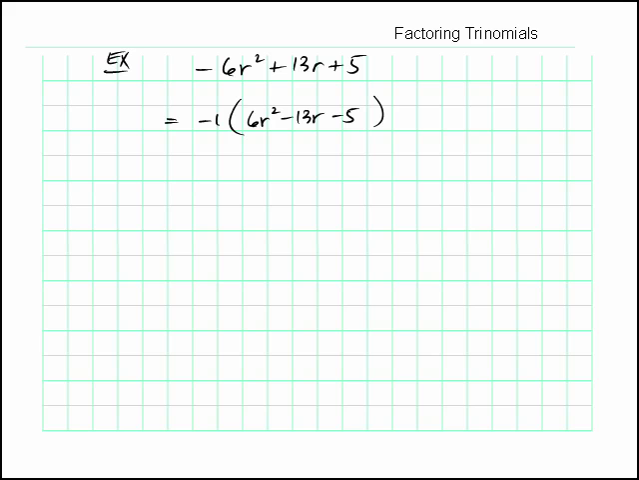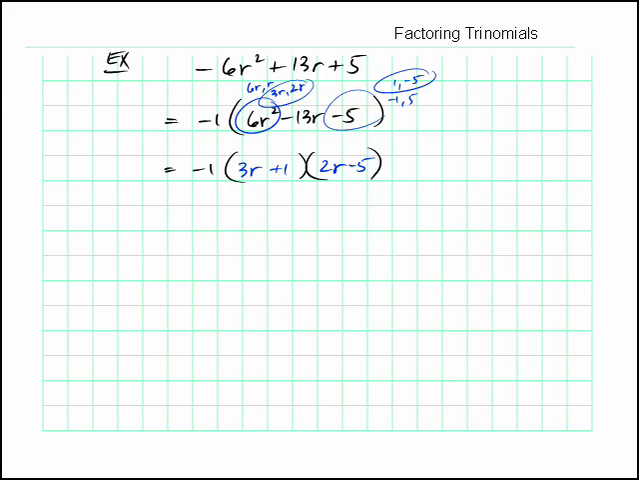Now I factor the trinomial as I was doing. So I'm going to leave the negative 1 right there in front. Negative 5 has got to be 1 times negative 5, or negative 1 times positive 5. 6r squared, 6r times 1r, could be 3r and 2r. I'm going to try the 3r and the 2r, and I'm going to try the plus 1 here and the minus 5 there.